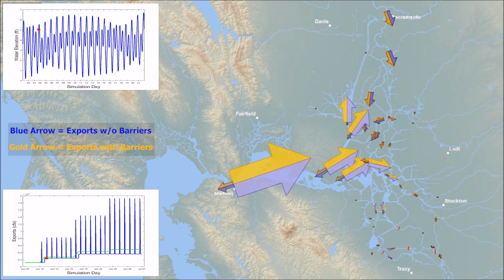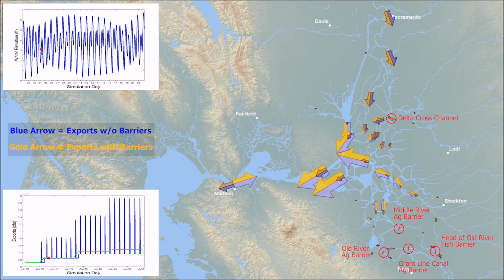We'll move through several different levels of export pumping. We are using the same moderate inflows, and we are adding gates and barriers shown on the map. The barriers include the head of Old River barrier on the San Joaquin River to encourage fish to travel downstream rather than toward the pumps, and 3 agricultural barriers, Old River, Grant Line Canal, and Middle River, to control water elevations. The Delta cross-channel and gate operations are also included in this simulation.